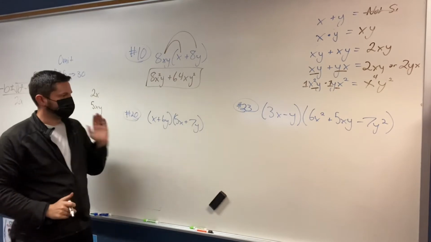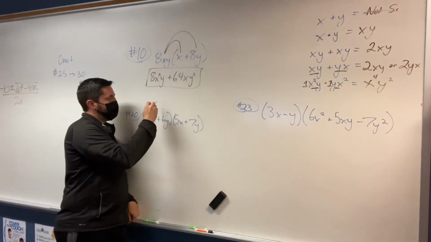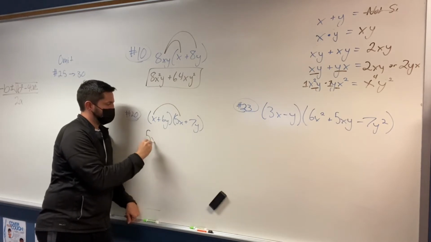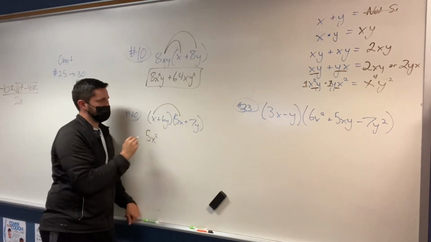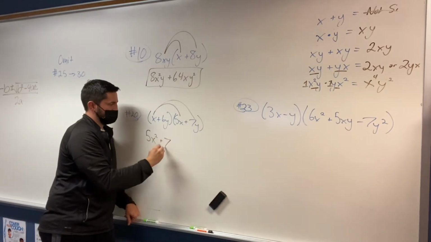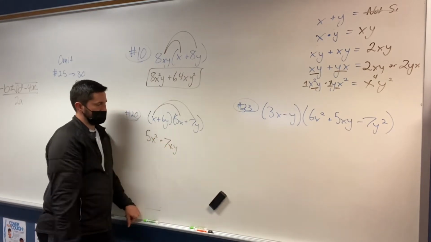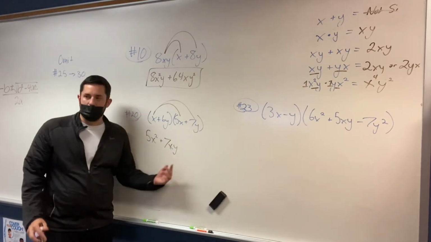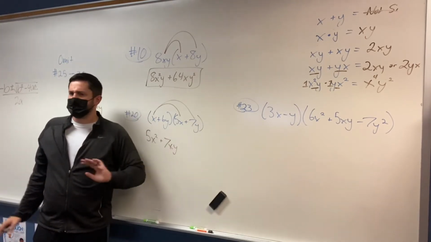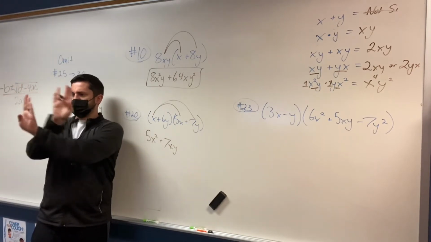Number 20, medium difficulty now. I have x times 5x is 5x squared. I'm just adding on an x right there. And I'm doing the same thing here. So plus 7xy. If you wanted to write yx, sure, you could do that, but I would always make sure you write the x's first so you don't get confused with this versus that situation, okay?